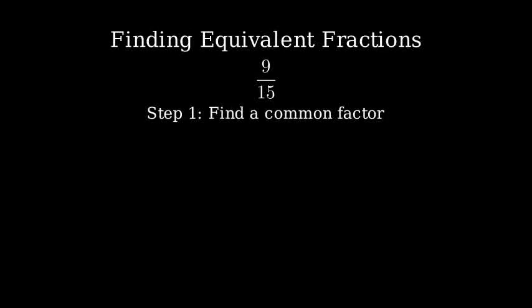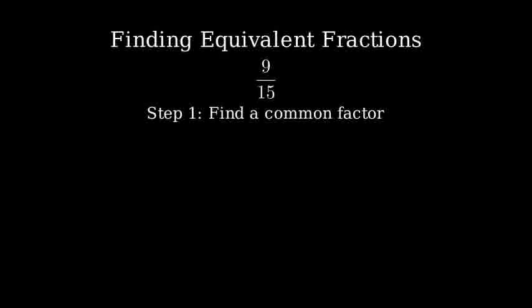Today, we're going to talk about finding equivalent fractions using the example of 9/15. An equivalent fraction is a fraction that represents the same quantity or value when expressed in a simpler form or when both the numerator and denominator are scaled by the same factor. To find an equivalent fraction, we need to identify a number that can evenly divide both the numerator and the denominator. This number is called a common factor.